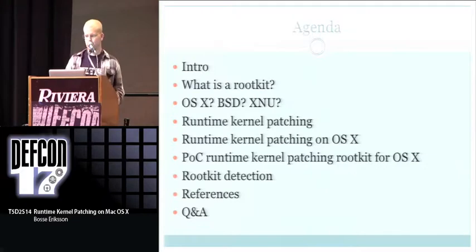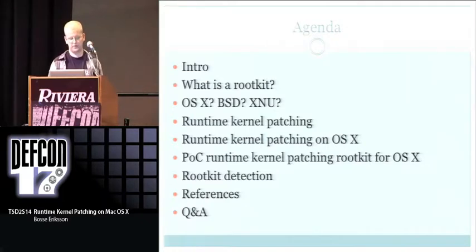We only have 20 minutes, so I'm going to speed this up, but the basic talk is going to look like this. Short intro about rootkits, OS X, BSD and the XNU kernel, runtime kernel patching in general, what makes runtime kernel patching specific for OS X, and I'm going to demonstrate a proof of concept rootkit for OS X, also some basic detection technique for this, and we'll take questions if we have time.